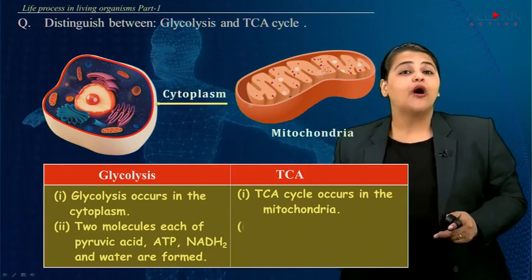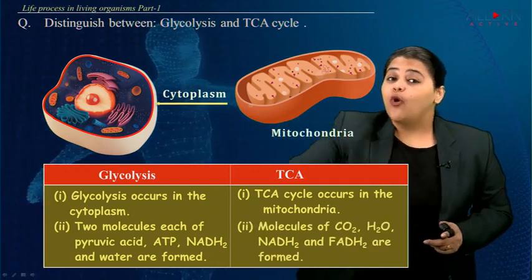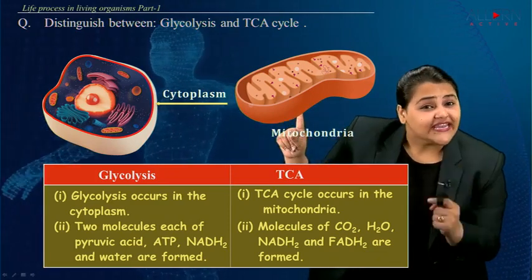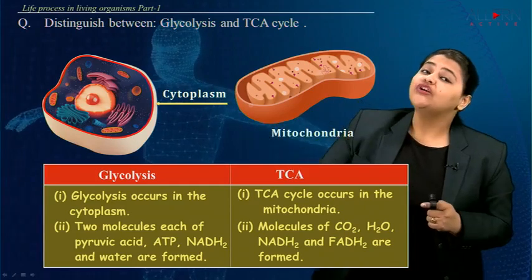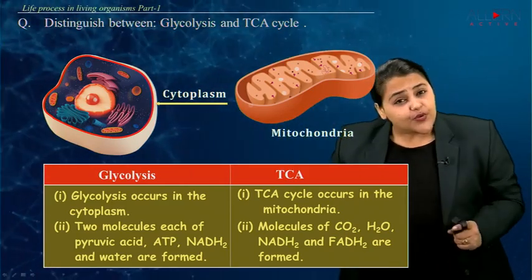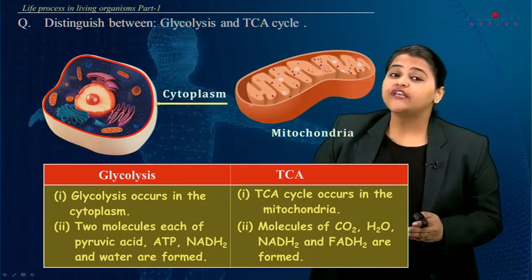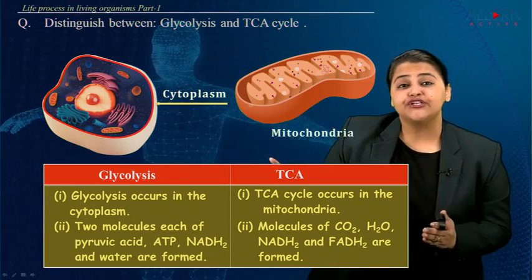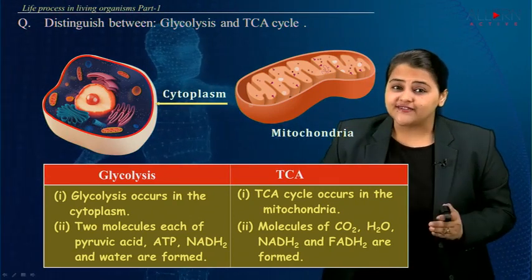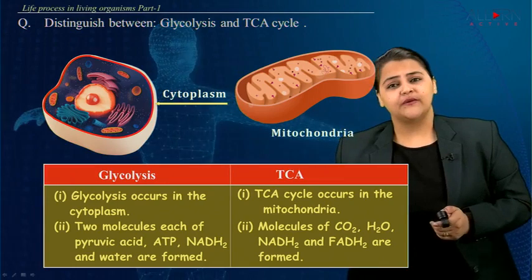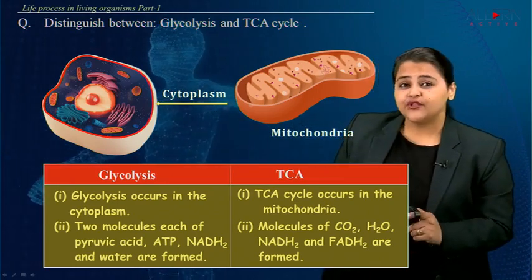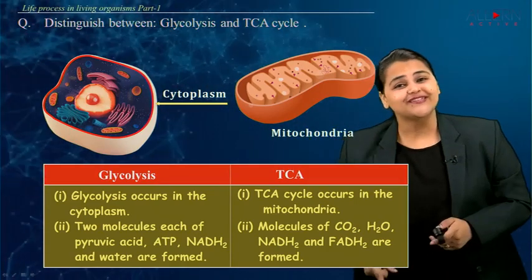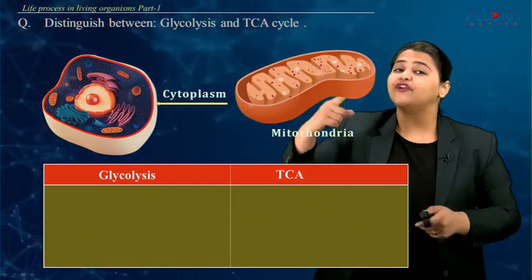But when you talk about the tricarboxylic acid cycle, well, carbon dioxide will be released, and this is the very same carbon dioxide which is going to be released out of the body during breathing as well. So molecules of carbon dioxide, H2O, NADH and FADH2, well, both of these are the cofactors, are going to be formed. Now, did you spot a difference between the two? In glycolysis, there's no carbon dioxide, whereas TCA produces carbon dioxide. So that's another kind of difference.